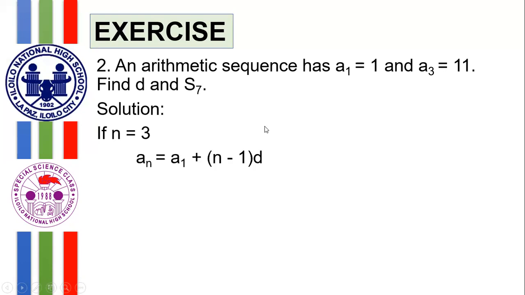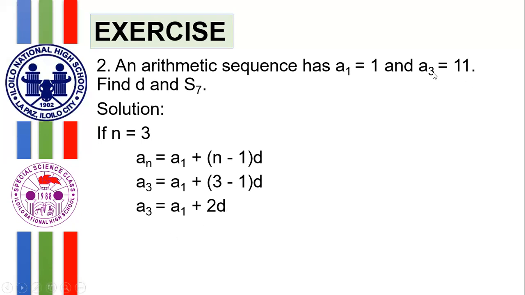If we do now, we are given this explicit formula of an arithmetic sequence. Replacing all n's by 3, what do we get? We will get the following: A sub 3 equals A sub 1 plus 3 minus 1 times D, or that's A sub 3 equals A sub 1 plus 2D.